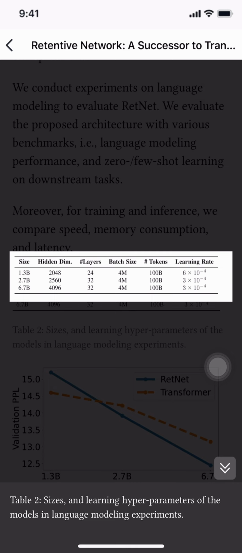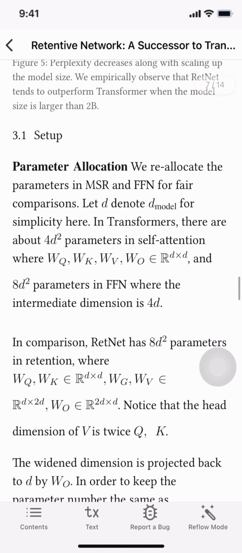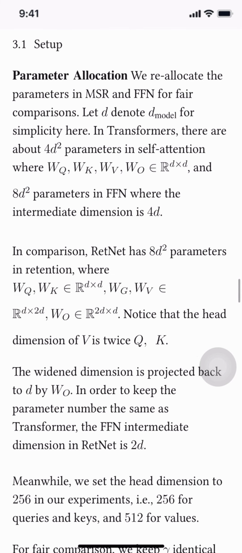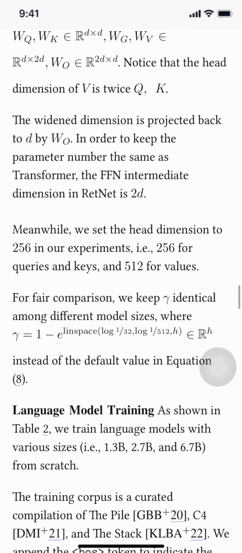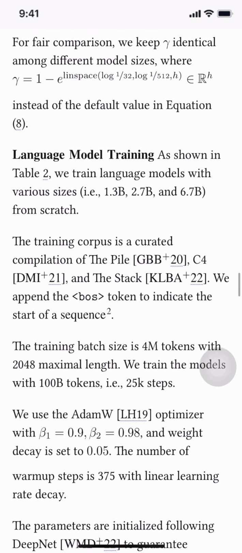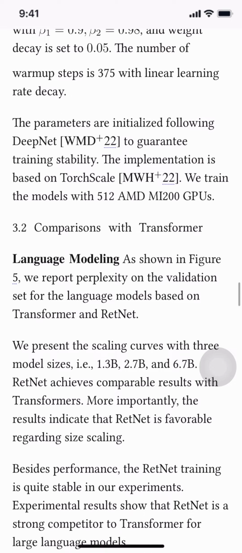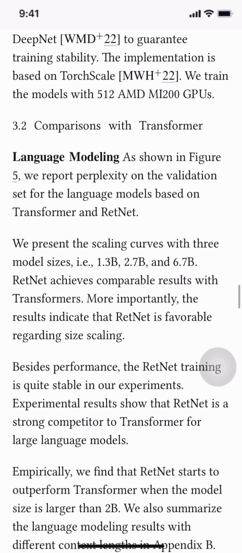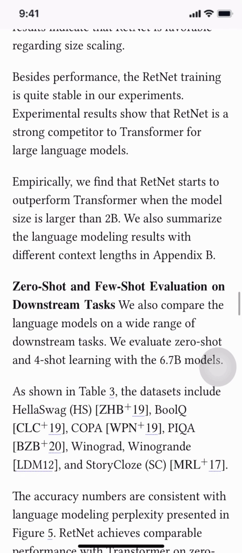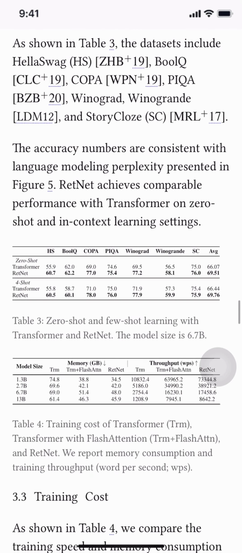The authors also evaluate RetNet on several downstream tasks, including sentiment analysis, question answering, and natural language inference. They show that RetNet achieves state-of-the-art performance on these tasks while being more efficient and scalable than existing models. Overall, the authors argue that RetNet is a strong successor to Transformer for large language models. They show that RetNet achieves comparable or better performance while being more efficient and scalable than existing models.